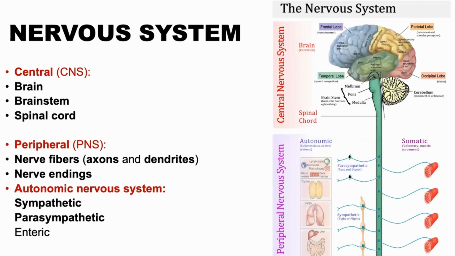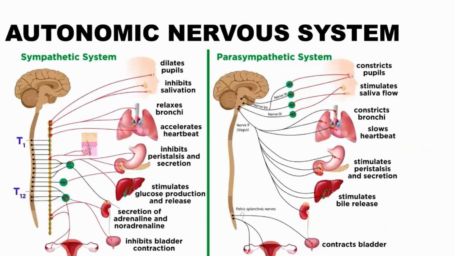For the peripheral nervous system, you're looking at the nerve fibers like axons, dendrites, and nerve endings. If you look here, this is the peripheral nervous system. It is divided into different structures based on where the cells or neurons emerge from different areas of the spinal cord. The autonomic nervous system is part of the peripheral nervous system, and it can be further divided into sympathetic and parasympathetic. What this means is that the cells in the autonomic nervous system communicate with organs in internal body cavities.